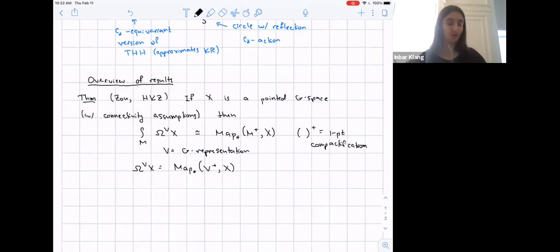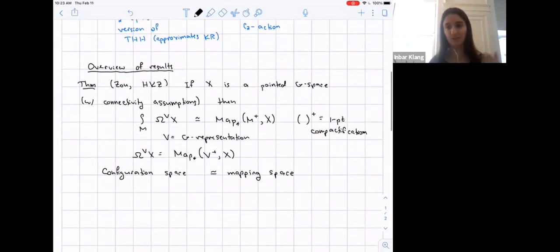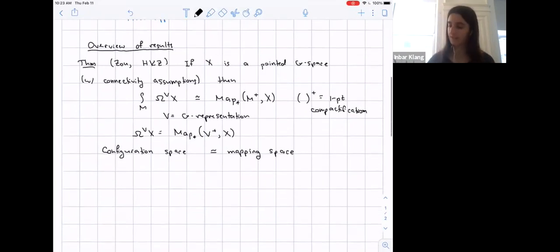I'll talk more about this theorem and why we call it equivariant non-abelian Poincare duality. But one thing to say first is that it relates something typically thought of as a configuration space type thing to a mapping space. This has a long history in algebraic topology of modeling mapping spaces with configuration spaces and vice versa. That's one of the things this theorem is saying.